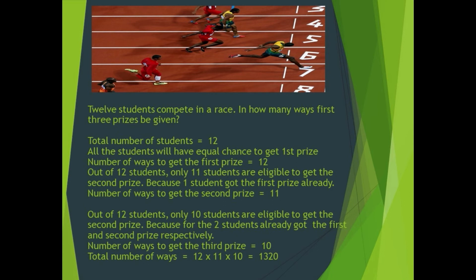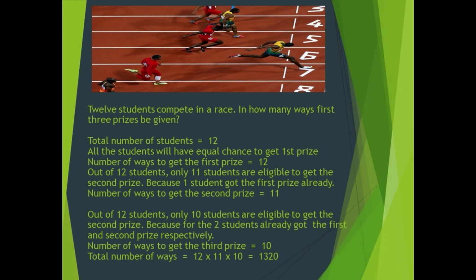So, let's have the next example. 12 students compete in a race. In how many ways can the first 3 prizes be given? So, 12 students compete in a race. So, in how many ways can we have the 3 prizes? So, what are the 3 prizes? So, we have the champion, the first runner up, the second runner up, or the first place, second place, third place. Now, how many students do we have? So, we have 12.